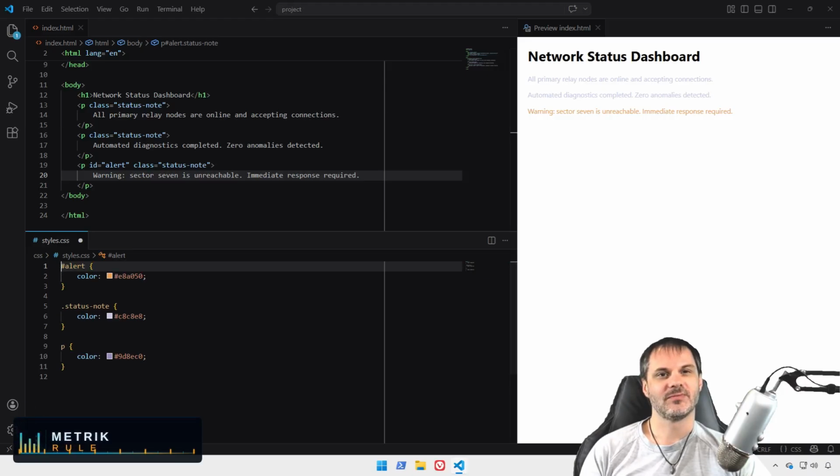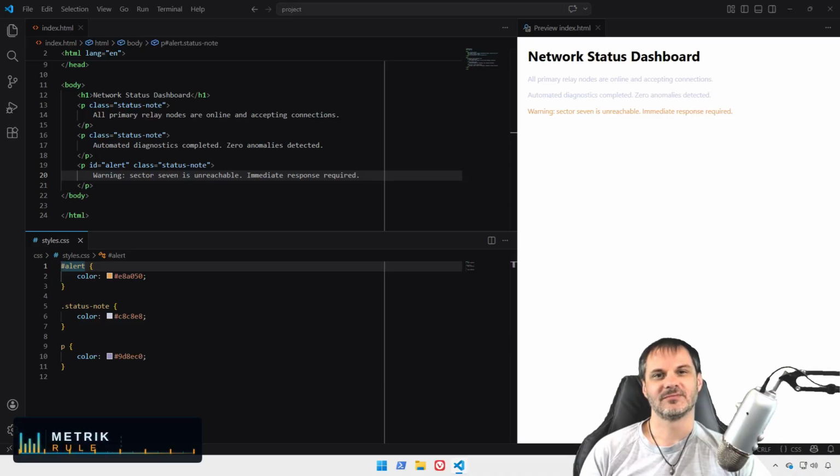So P is one type selector. That is 0, 0, 1. Right. And dot status note is one class selector. That is 0, 1, 0. Now compare them. 0, 1, 0 versus 0, 0, 1. The class wins because its second slot is 1 and P's second slot is 0. The third slot does not even matter once you find a slot where they differ. The slots are read left to right. The leftmost difference settles it. The remaining slots do not participate.